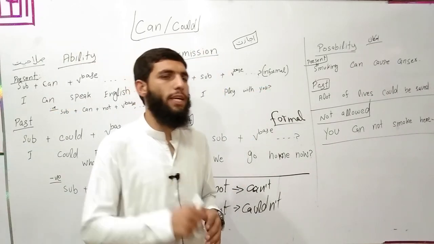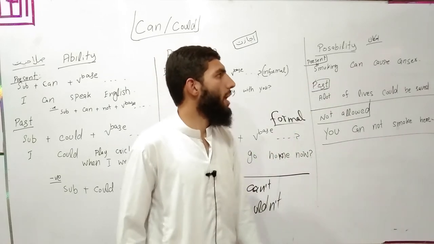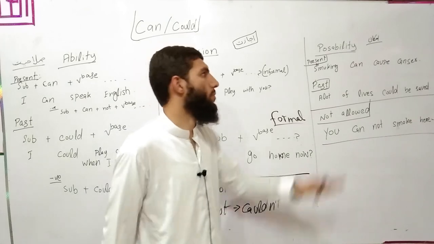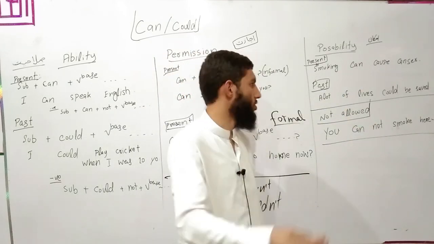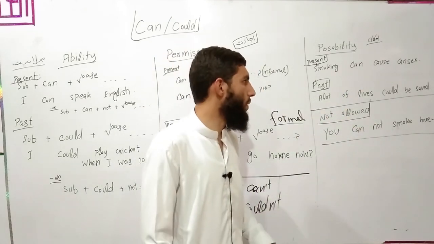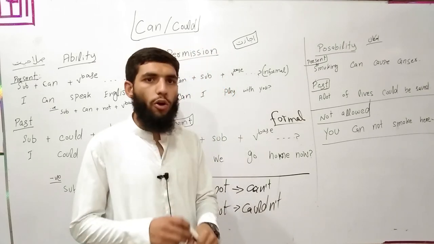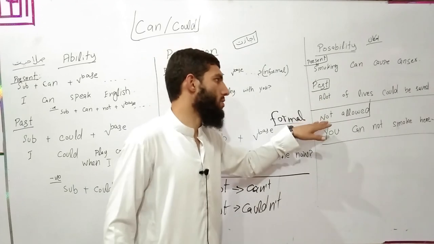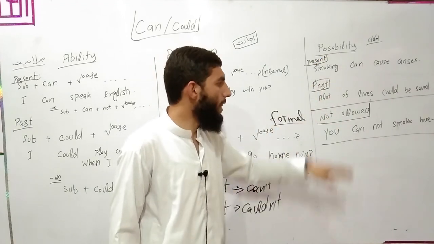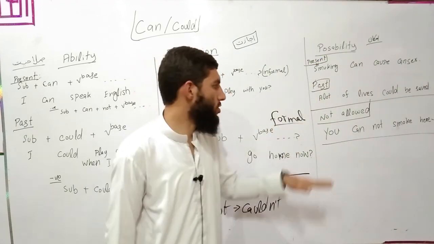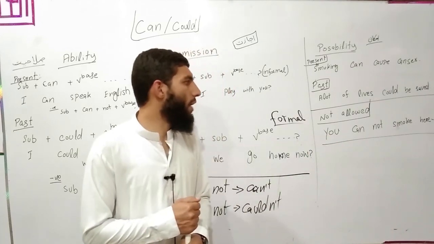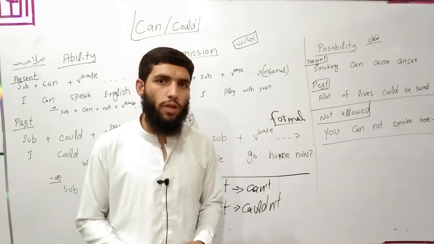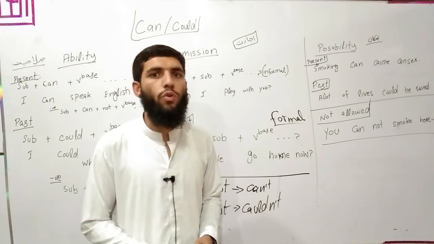Next, possibility. For example, smoking can cause cancer. A lot of lives could be saved. And not allowed: you cannot smoke here, or you can't smoke here. So that is how we use the structure of can.